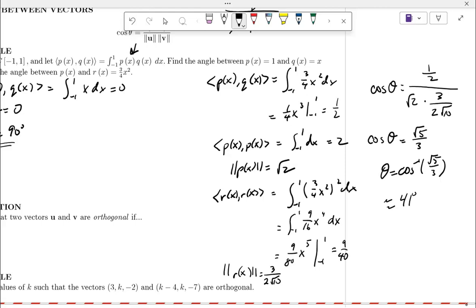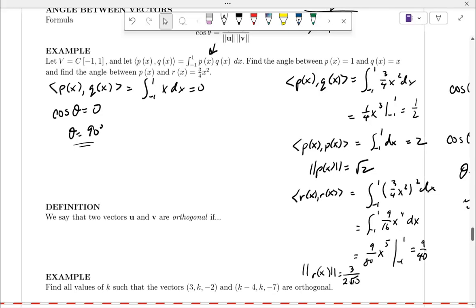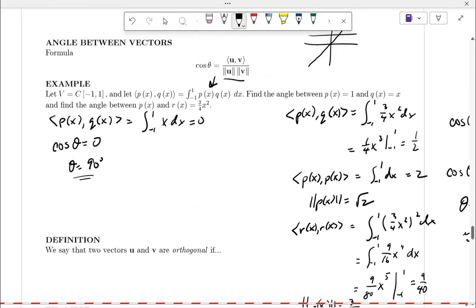Question. So what we did on the left hand side with the 9 degrees didn't matter. It didn't matter what these were because the top was 0. Yeah. The top 0 doesn't matter what the bottom is.